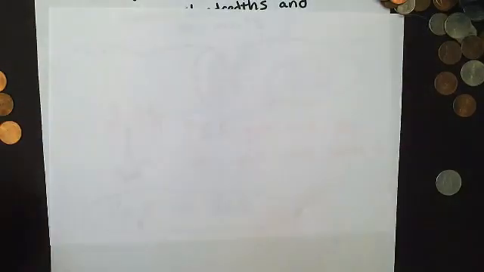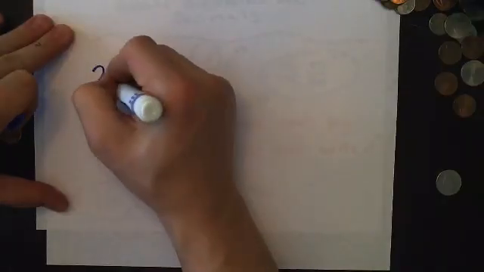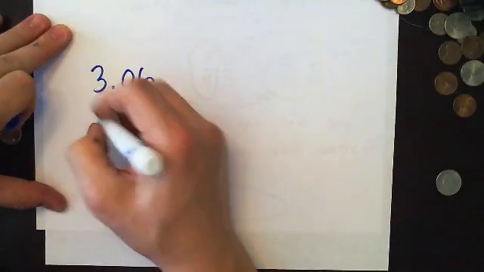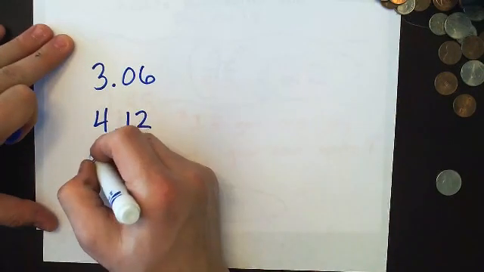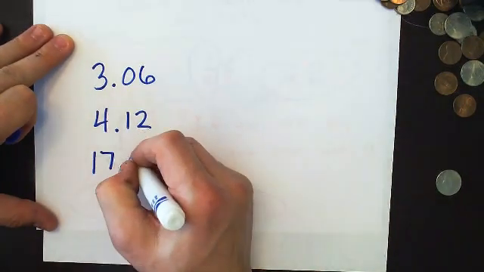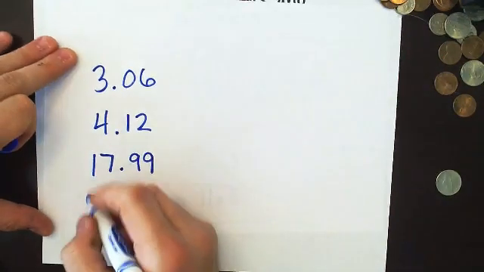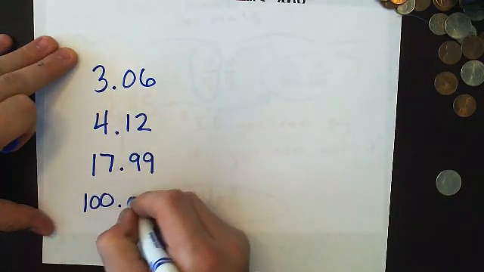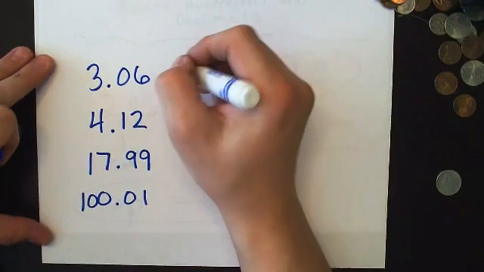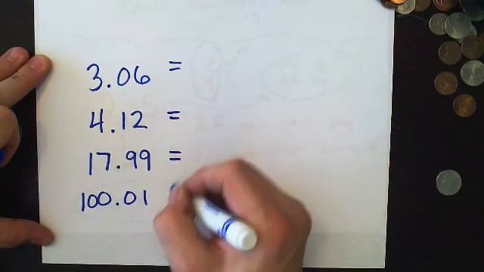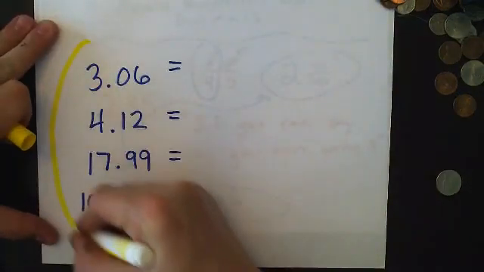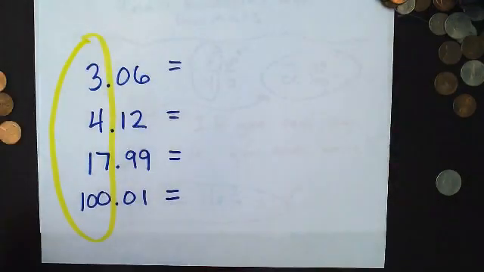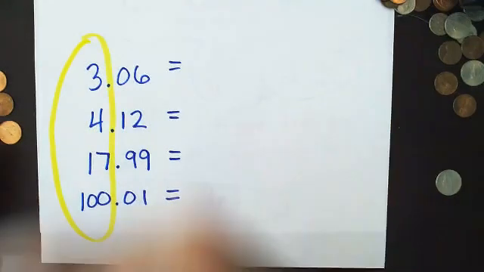All right, let's do a few more of those. And we'll put 3.06, 4.12, 17.99, and 100.01. And we're going to find the fraction form of these. Now you have to keep in mind here, these are wholes.